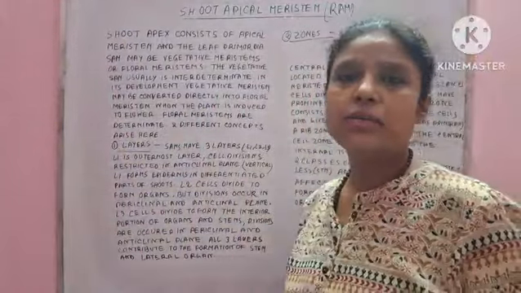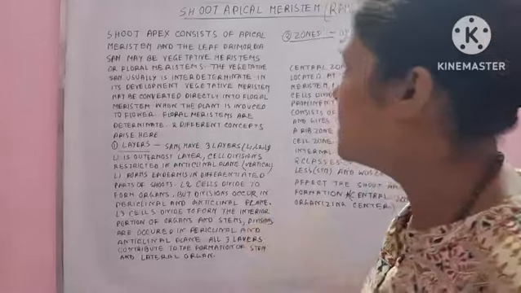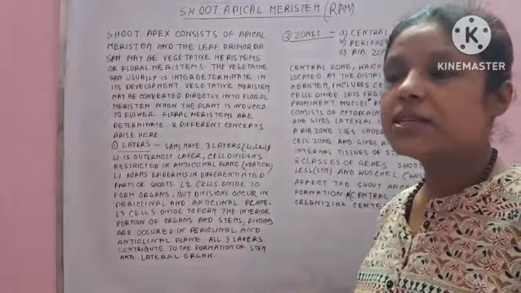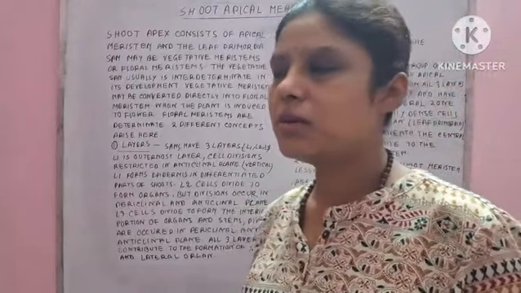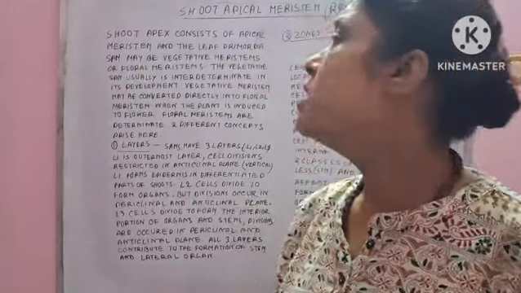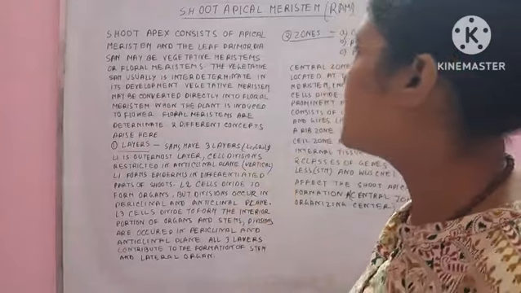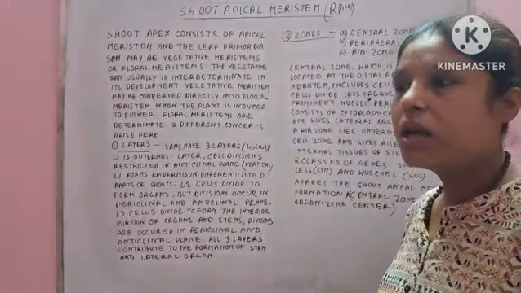This is obviously a very brief description about the shoot apical meristem. In my previous video I explained the root apical meristem, that means how the tissues are involved in the formation of the root apical meristem. So here is the brief description about the shoot apical meristem.